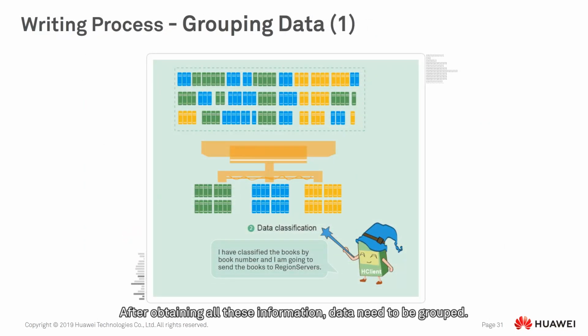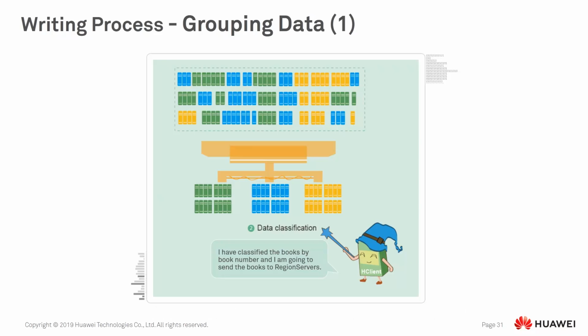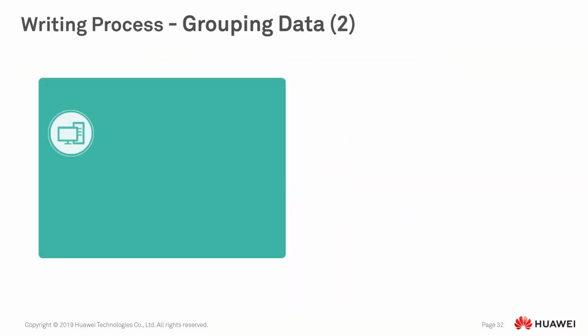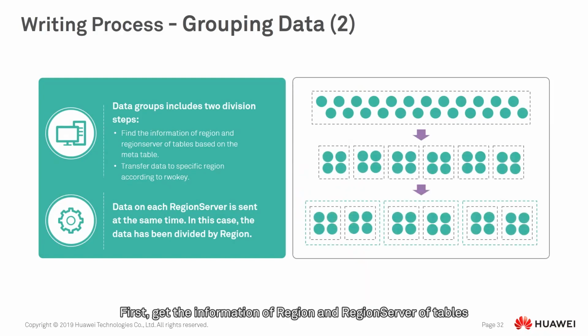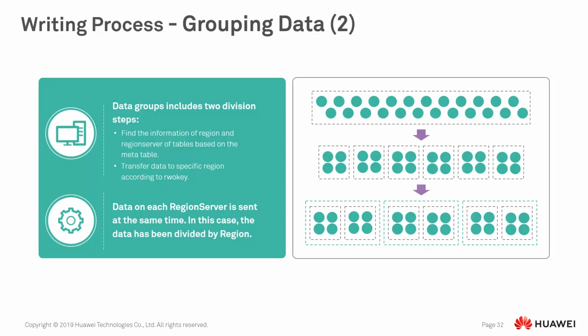After obtaining all this information, data needs to be grouped. Data grouping includes two steps. First, get the information of regions and the region servers of tables based on the metatable. That is, find the location of each region in the region server, and then transfer data to the specific region according to row key. Data on each region server is sent at the same time.